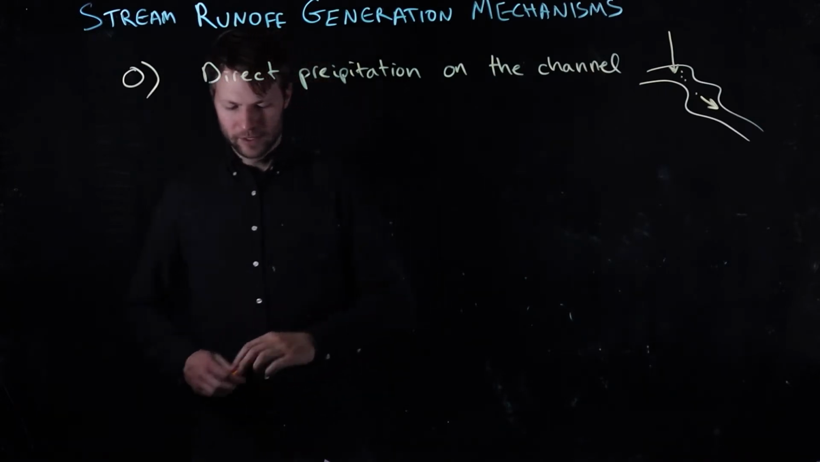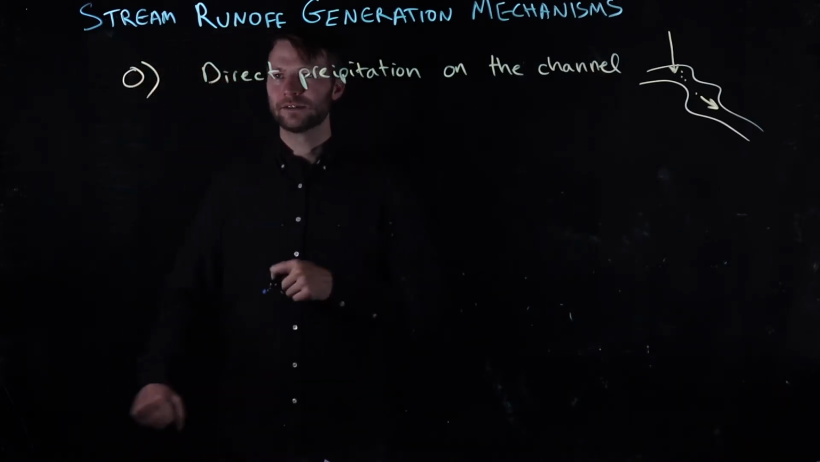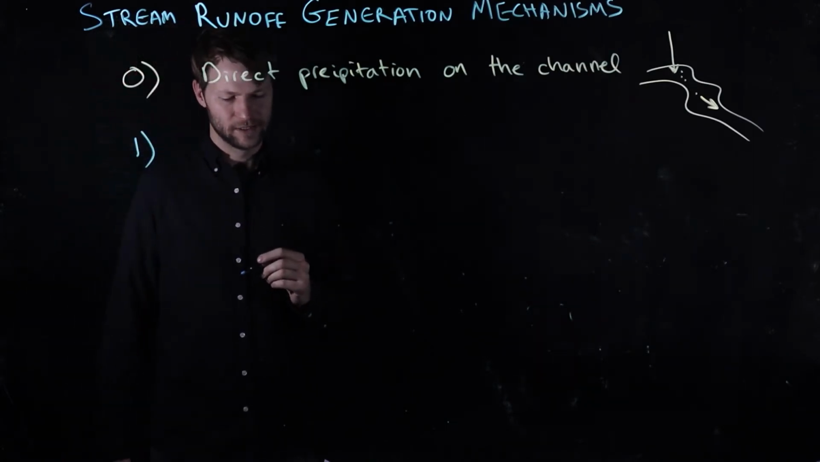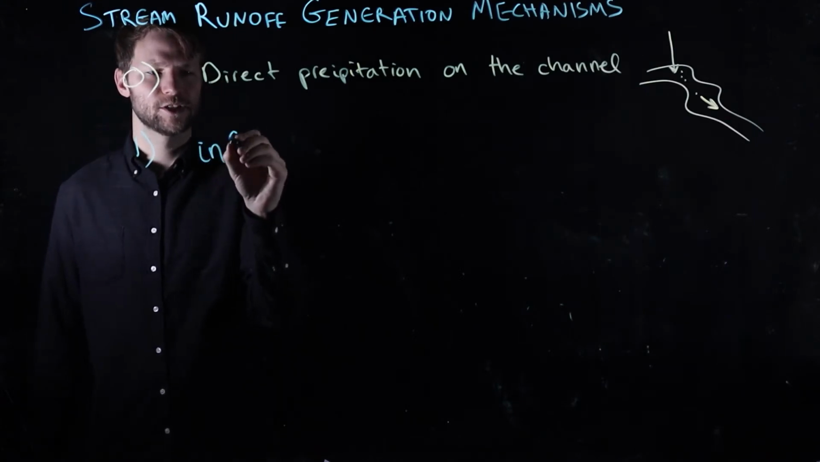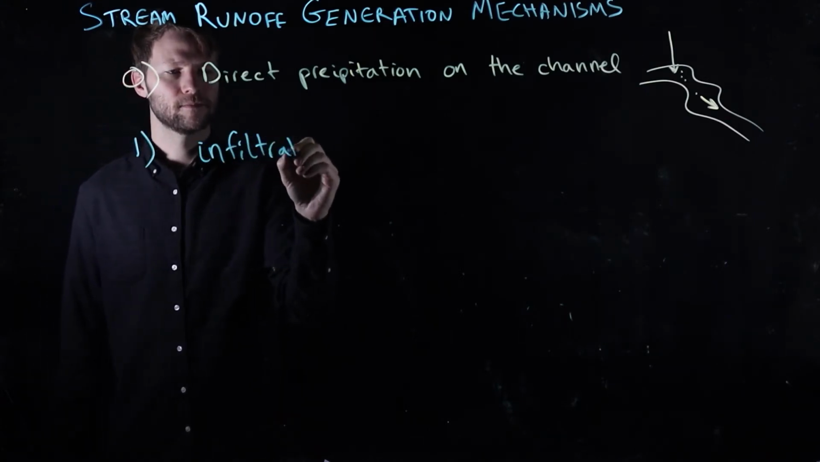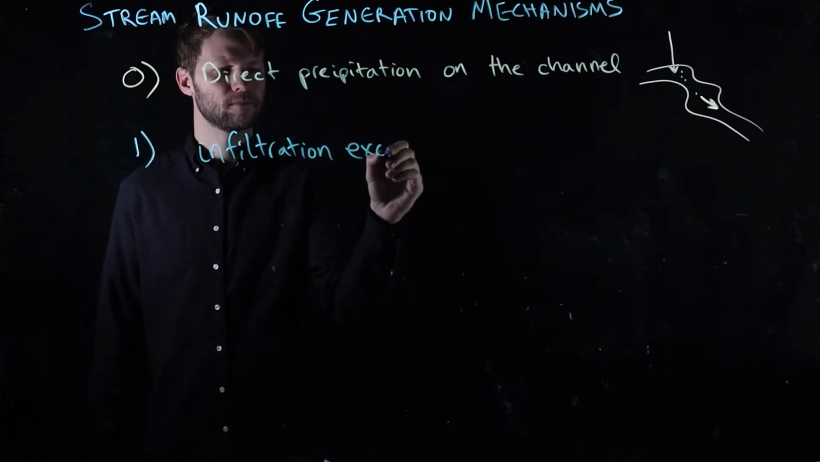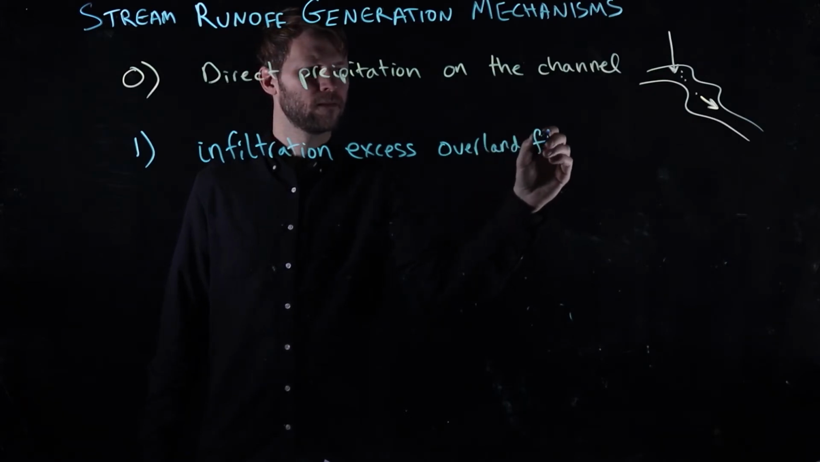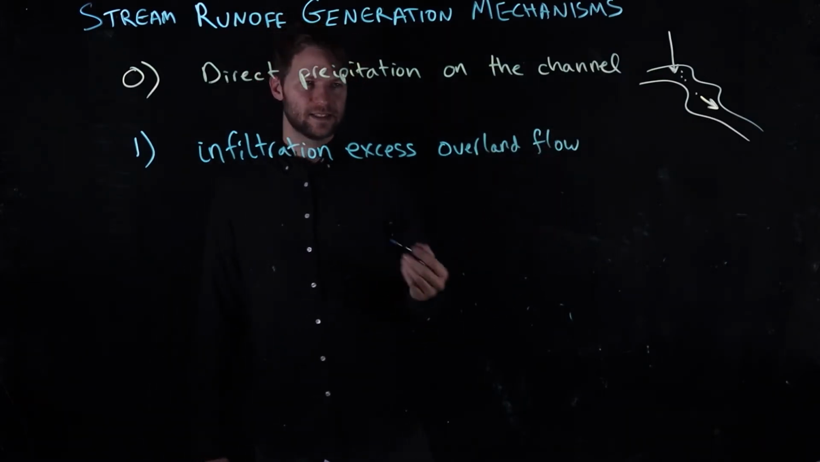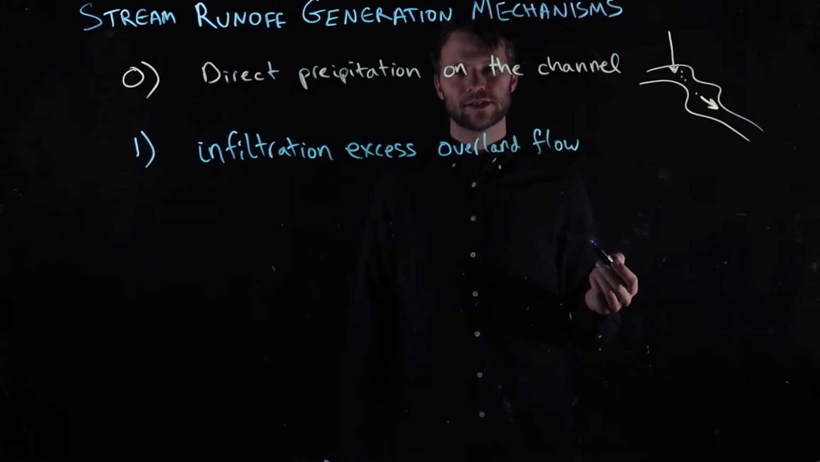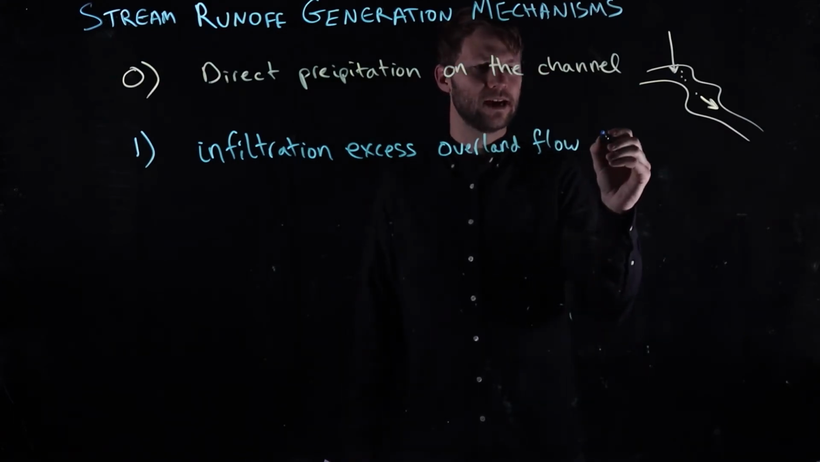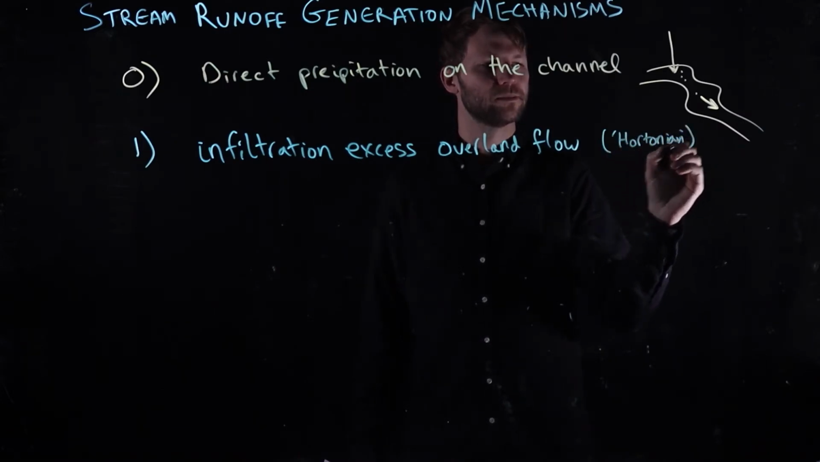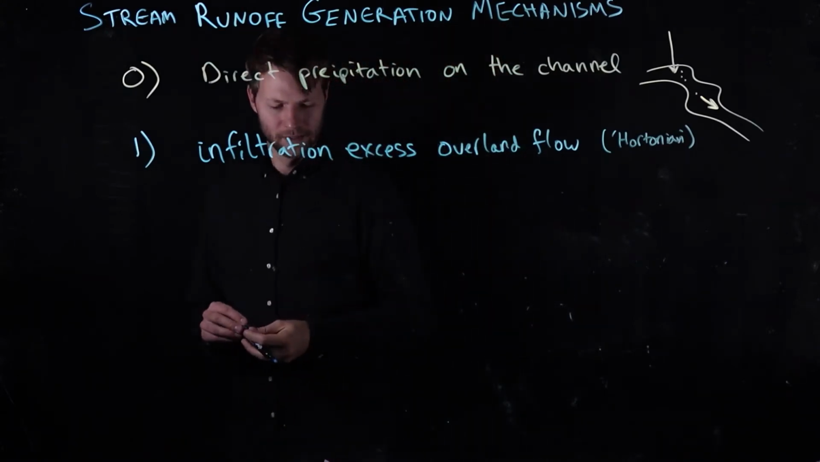Okay, building up from this, we will talk about 2 different kinds of overland flow mechanisms. And one of these you've already seen before, and it's called infiltration excess overland flow. And because it was first described so thoroughly by Horton, it's commonly known as Hortonian overland flow. So you'll see this in the literature and hear people talking about Hortonian overland flow.